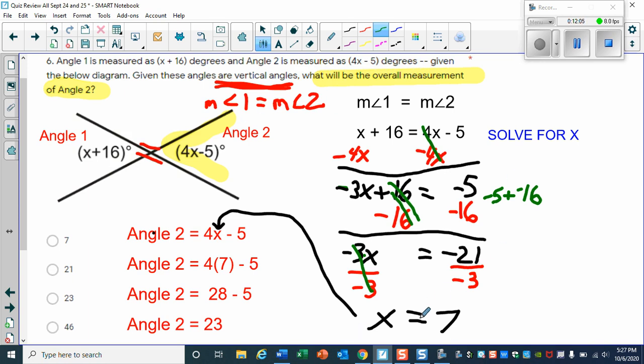Because we're not looking for x. Some of those questions are going to ask, are you looking for x or are you looking for a measurement, an overall measurement? This problem, we're looking for an overall measurement. So that means you need to substitute this 7 for x. And then you follow order of operations. So 4 times x, 4 times 7 minus 5. You substitute, multiply. 4 times 7, 28, minus 5, 23. That's our answer.